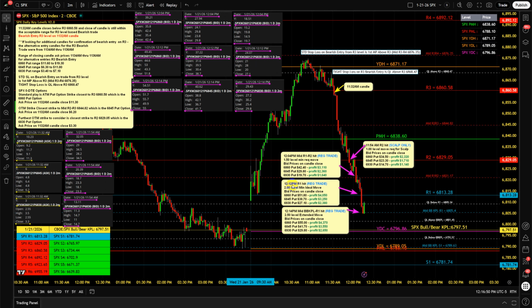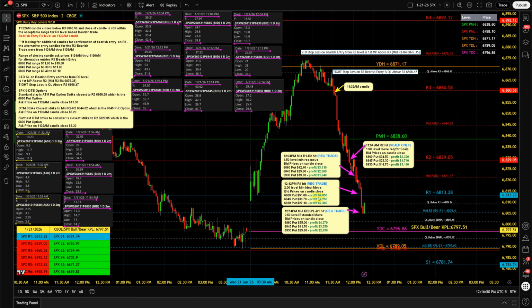At 12:12, we have the hit of the R1 level. So R1 level hit, that's a 2-level minimum ideal move, as we went over earlier in the video. So that is a minimum ideal move on a regular trade. Again, calculating from R3, 1 level, 1.5 level, 2 levels. These are shown here.